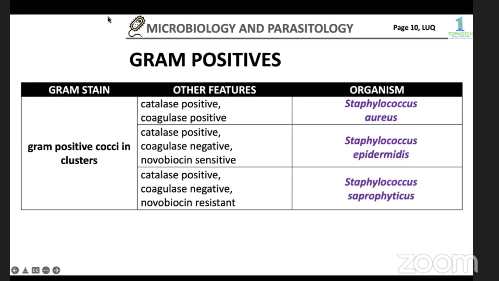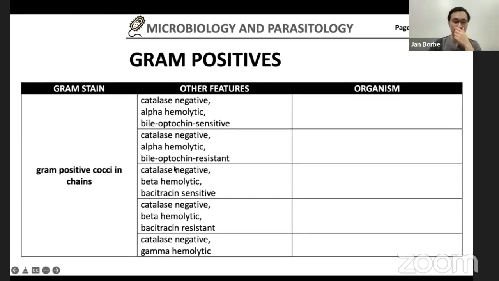Okay, so let's move on to the next slide. Okay, so how about for cocci in chains naman? Okay, so yung mga streptococci, they are catalase negative. At kapag alpha hemolytic yung pinag-usapan, yung choices natin dito would be si viridans or si Streptococcus pneumoniae. Tama? Pero how do we differentiate them? So you look at bile and optochin sensitivity. Okay? So ang palatandaan ko dito yung optochin, di ba?